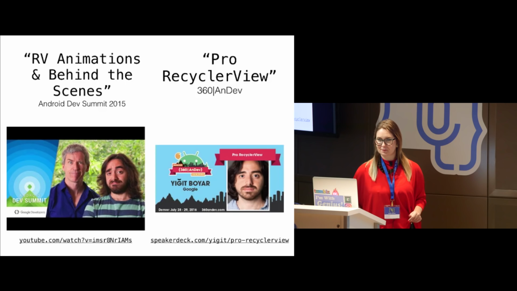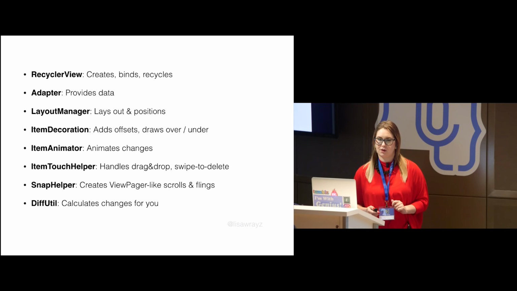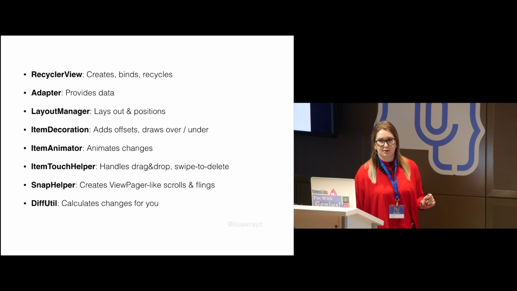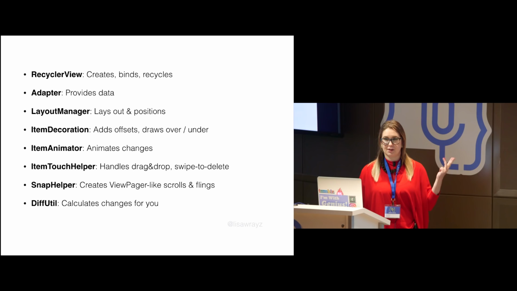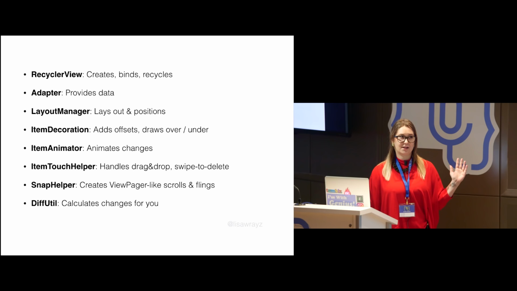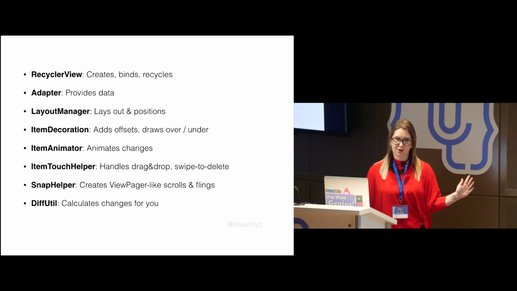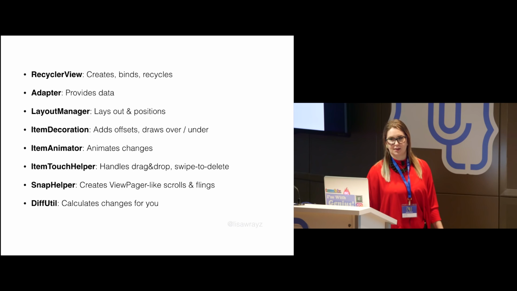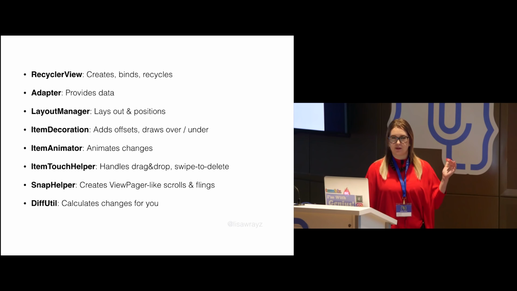So just so we're all on the same page, I'm going to do a quick overview of basic recycler view components that we'll talk about. The recycler view is pretty obvious. It's creating, binding, and recycling our views. The adapter is providing data. The layout manager is laying out and positioning. Then we get a little weirder. The item decoration is the one who adds offsets. It draws over and it draws under. The item animator is animating changes. The item touch helper is helping you swipe, maybe to delete, drag and drop. The snap helper is new in the last couple of releases, and it creates sort of view pager-like scrolls, not exactly the same. And DiffUtil calculates changes for you.